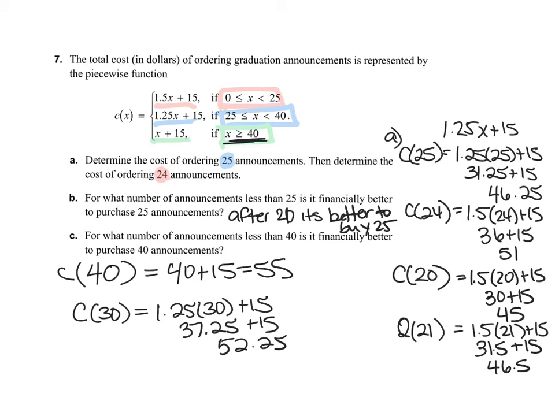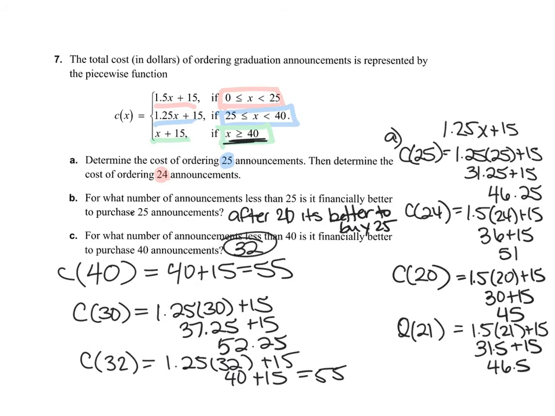So we're getting closer. I'm going to go up 2 more. So C of 32 is 1.25 times 32 plus 15. It's 40 plus 15, which is $55. So if you're buying 32 announcements, it costs the same as 40 announcements. So at 32 announcements, you might as well just get 40 so you have some extra.